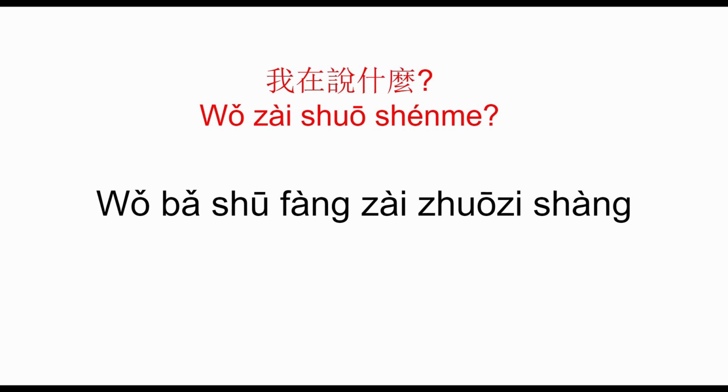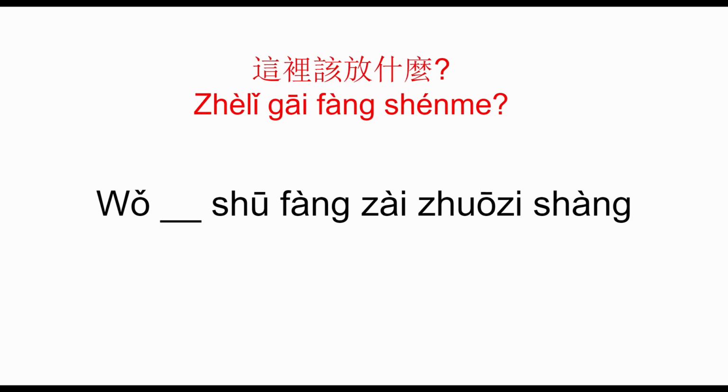This one's for you guys. Maybe you got it? I put my book on the table. Yep. 这里该放什么? So what do we put there? Beans? Not even close. 书放在桌子上. I would for sure put bar there. 对了. Do I get a sticker or something?